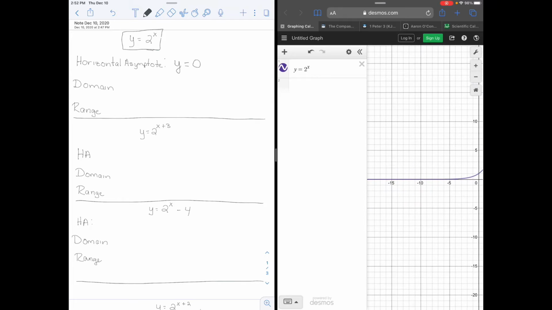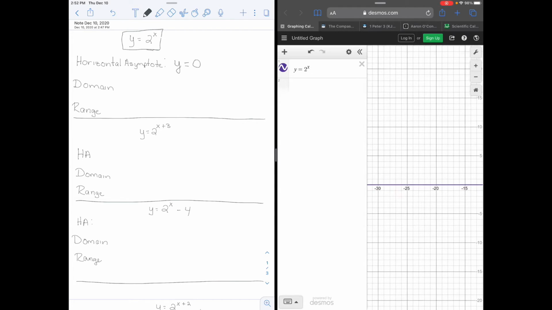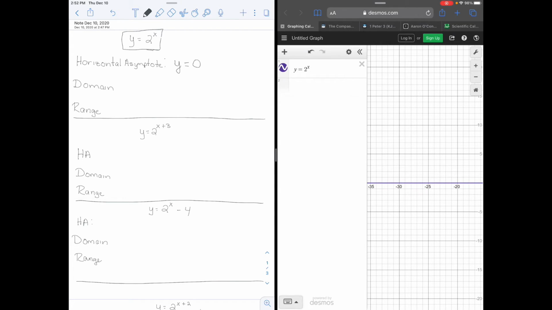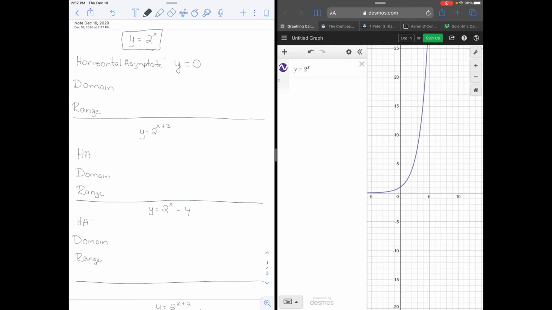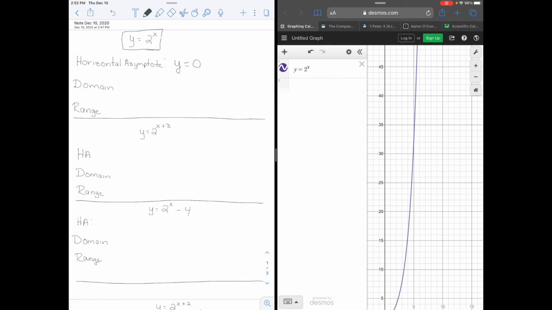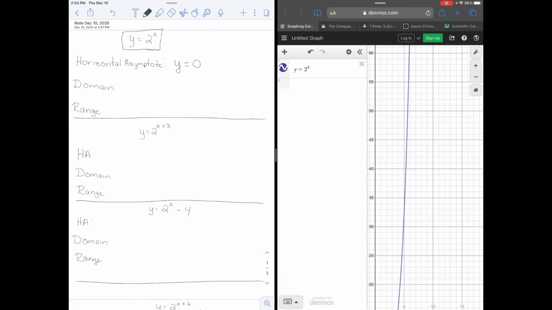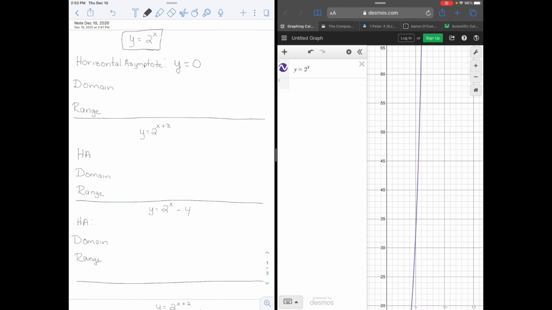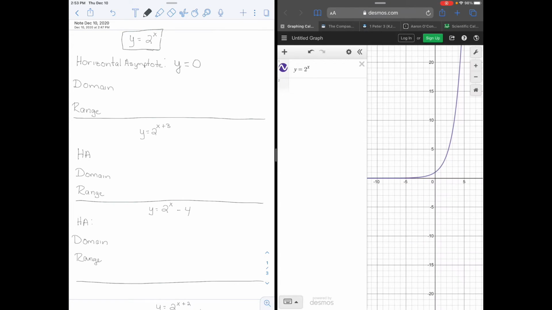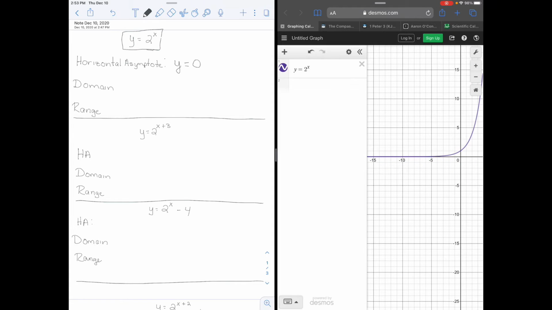The other thing I want you to notice about an exponential function is that it goes on and on to the left. And if we go to the right, it goes on and on. It's just getting bigger and bigger and bigger. So it's up at 45, 75. So it's going on and on in both directions. So we say that its domain is negative infinity to infinity. Now that is the domain for all exponential functions. All exponential functions have a domain of negative infinity to infinity.